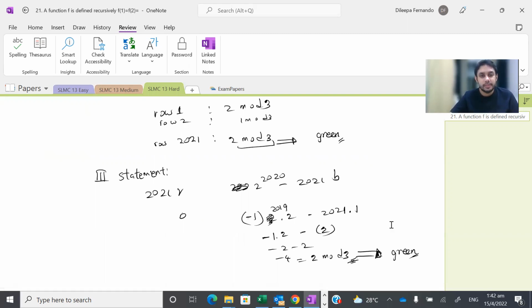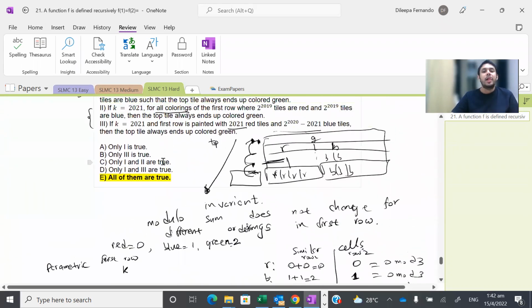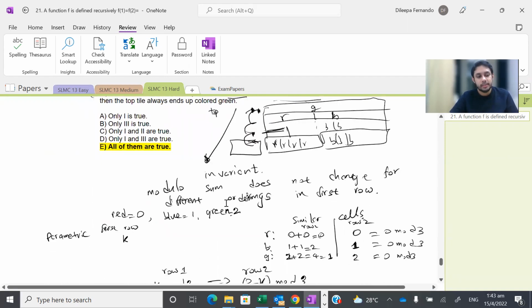You can see that even though this is shown as a complex question, we can use an invariant which does not change for different ordering to prove the topmost value or the topmost color. So this ends the discussion for 30 questions of 2021 SLMC 13 paper. Hope you got something out of it.